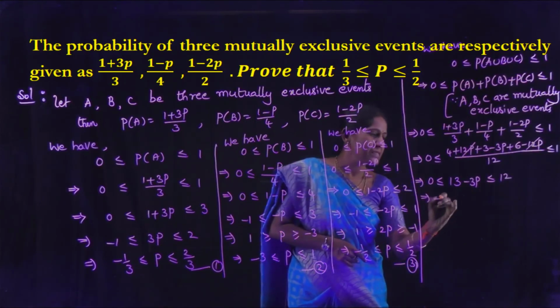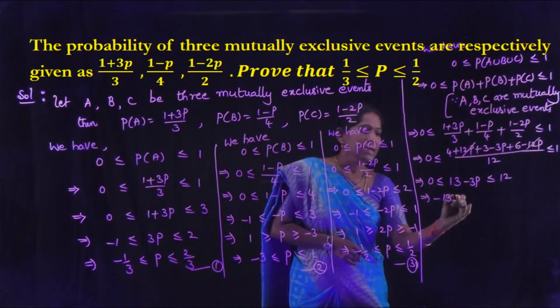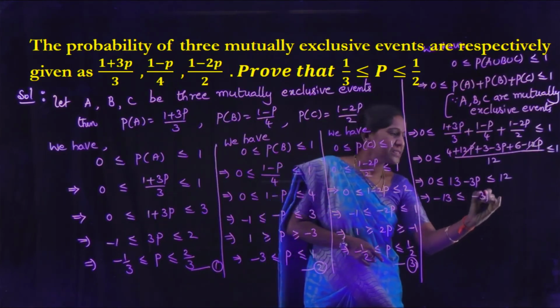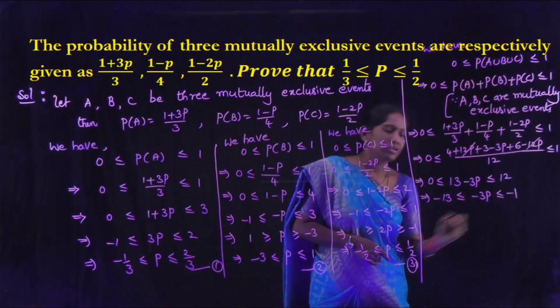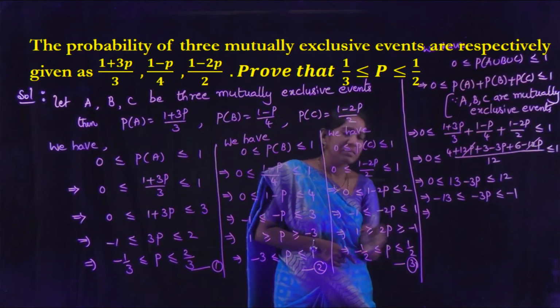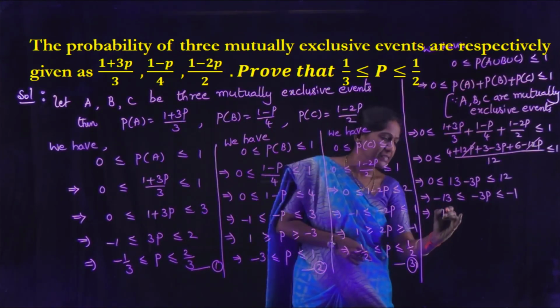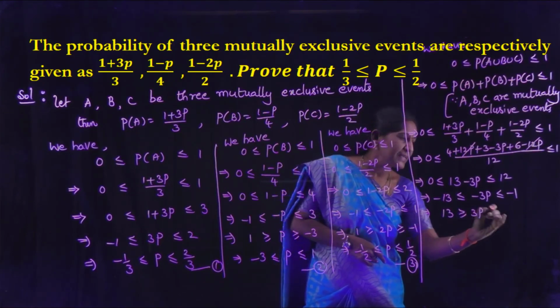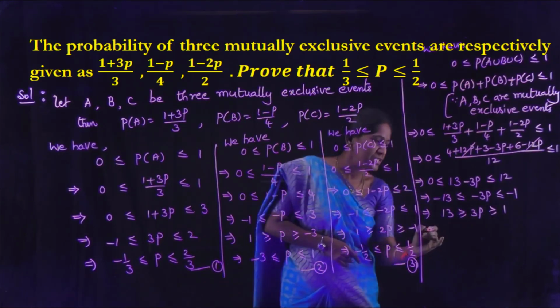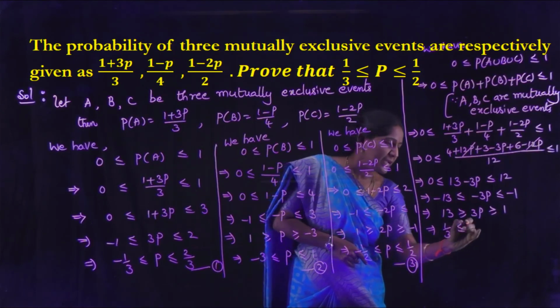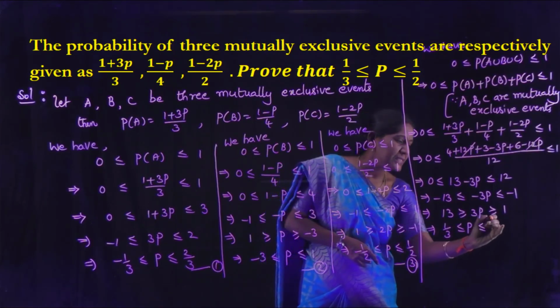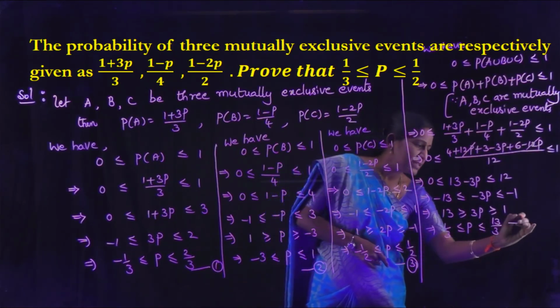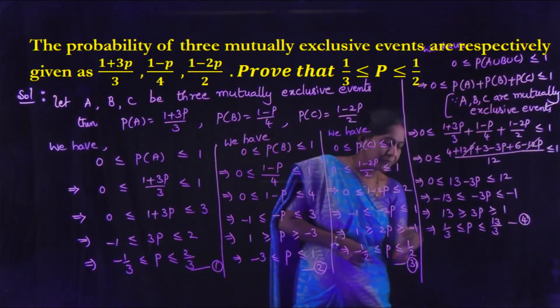This implies minus 13 less than or equal to minus 3p less than or equal to minus 1. If we multiply with minus, then we will get 13 greater than or equal to 3p greater than or equal to 1. So this implies 1 by 3 less than or equal to p less than or equal to 13 by 3. Take it as equation 4.